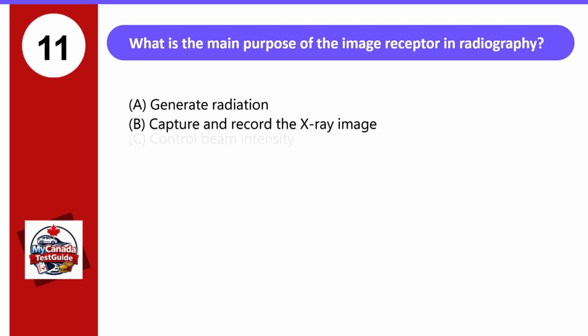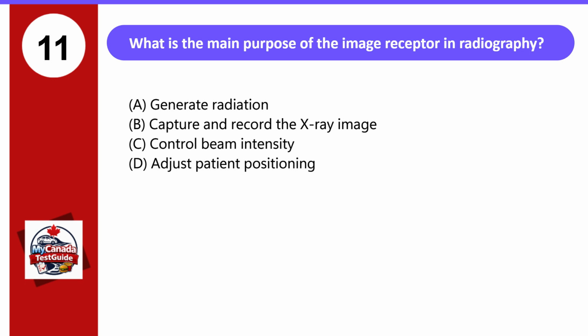What is the main purpose of the image receptor in radiography? A. Generate radiation. B. Capture and record the X-ray image. C. Control beam intensity. D. Adjust patient positioning. Answer, B.